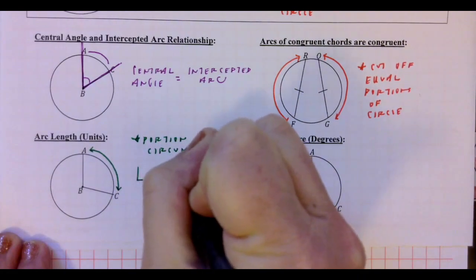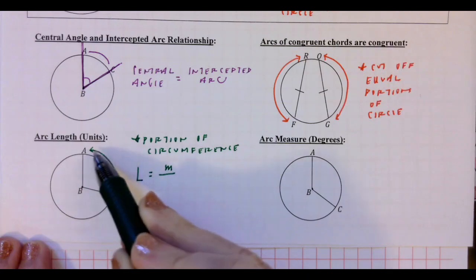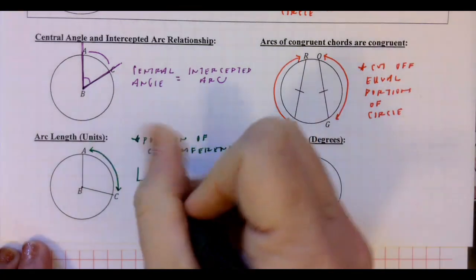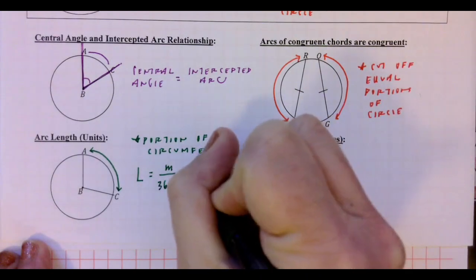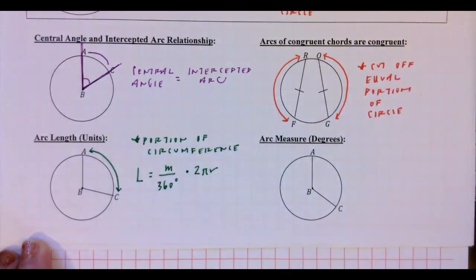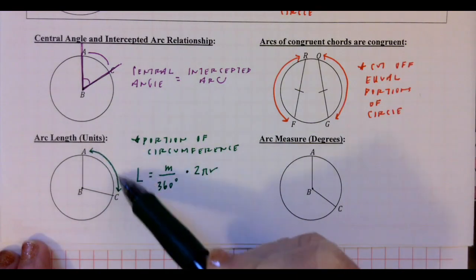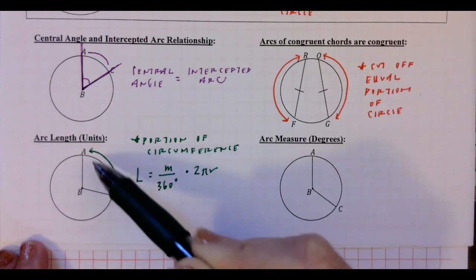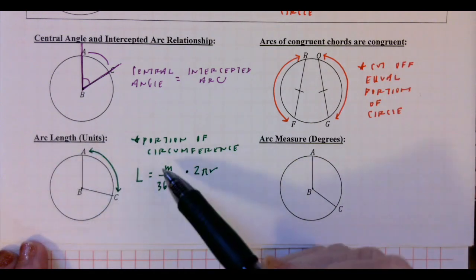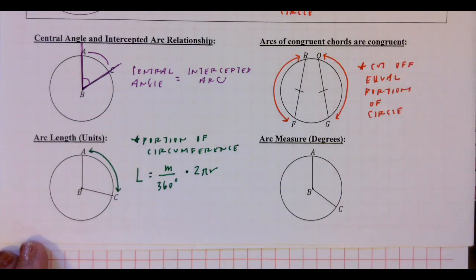We're looking at the degree measure of our central angle will be the same as the degree measure of our intercepted arc right here. We divide it by 360, and then we multiply that by the circumference, which is 2 pi r. So if I'm looking for the length of this arc in units, right, it's really just a portion of the circumference. So I need the ratio of my arc to the whole circle, so whatever that measure is to 360, and then multiply by circumference.